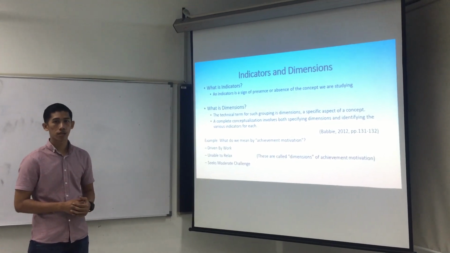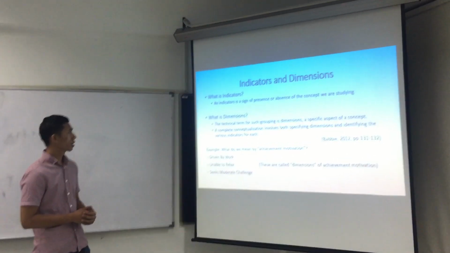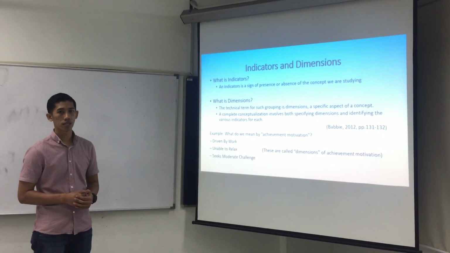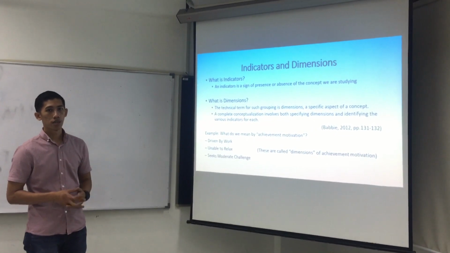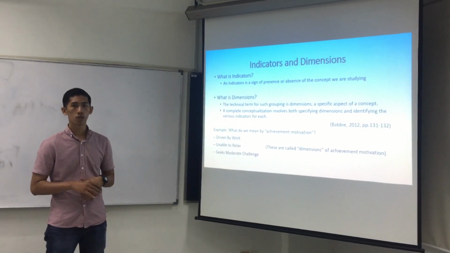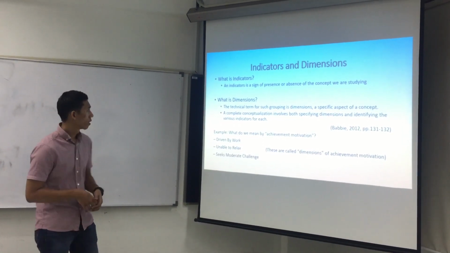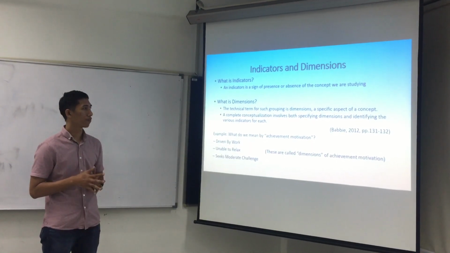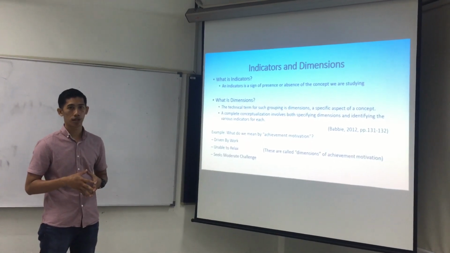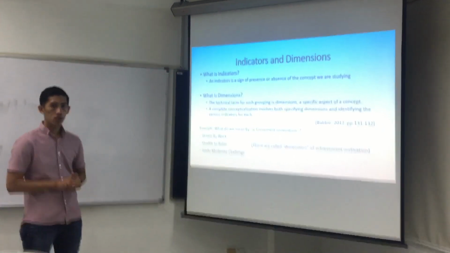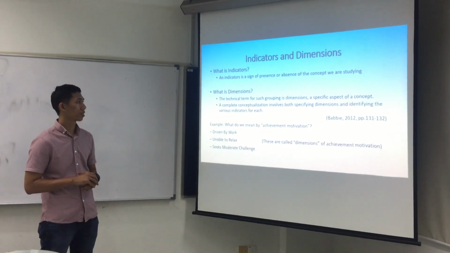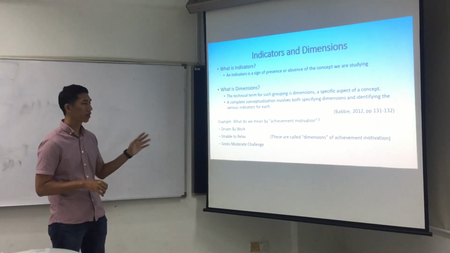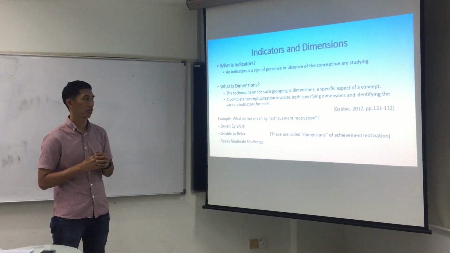What are indicators and dimensions? An indicator is a sign of a presence or absence of the concept we are studying. That means an indicator is to further define the concept. Dimensions. A dimension is a specific aspect of a concept. So a complete conceptualization process involves both specifying dimensions and identifying various indicators for each dimension.